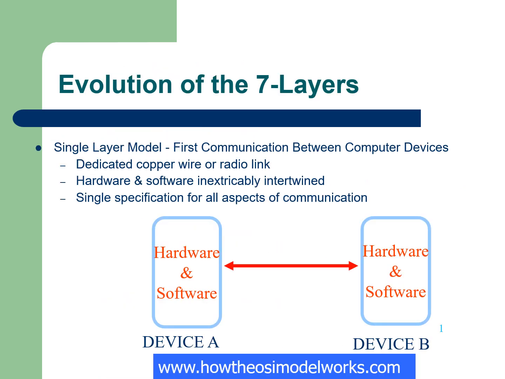This is the evaluation of layers. We have a hardware as well as software combination here, and we can use the connection of a copper wire or radio link wire. Here hardware and software are mentioned as we have an upper layer and a lower layer. The upper layer is called the hardware layer and the lower layer is called the software layer here.